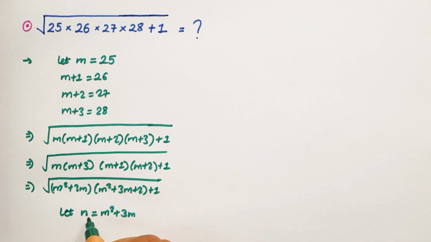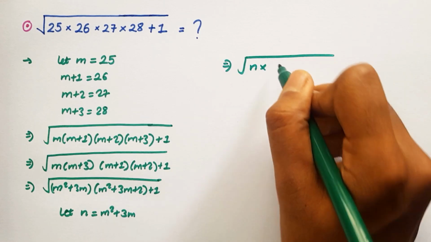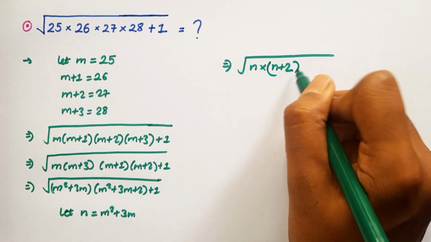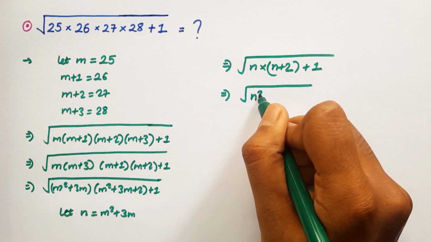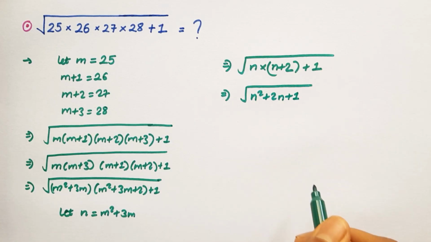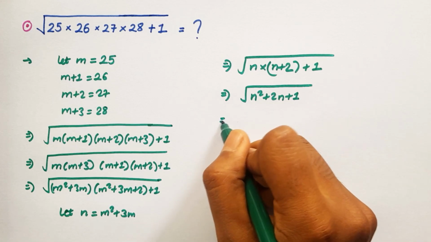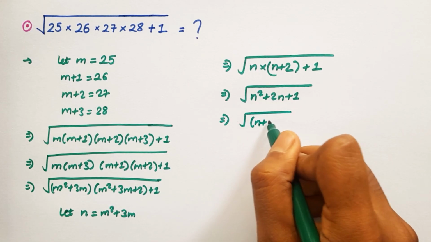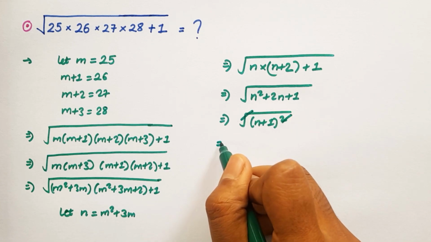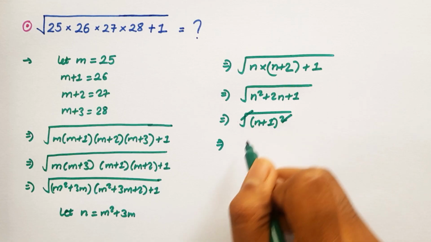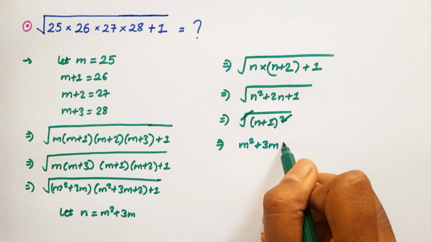Now let's substitute n in this expression. This gives us n multiplied by n plus 2, plus 1. And now we can multiply it to get n square plus 2n plus 1. Oh, and now this is in the form of a square plus 2ab plus b square, which can also be written as a plus b whole square. Now the square and the root can be cancelled out, and now we will substitute the value of n in this expression. This gives us m square plus 3m plus 1.